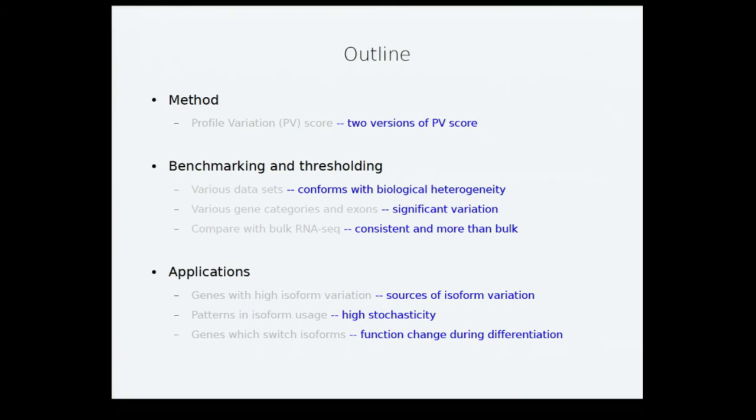Okay, so by this, I want to conclude the last part where, with the PV score that we designed earlier, we can explain partly the sources of isoform variation, and we found very high stochasticity in isoform usage across the whole data set. And we can also find genes which switch isoforms from one cell type to another, which very likely correspond to a function change during differentiation.